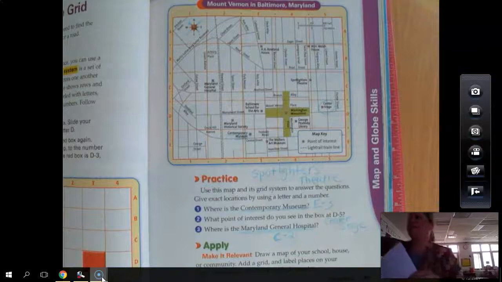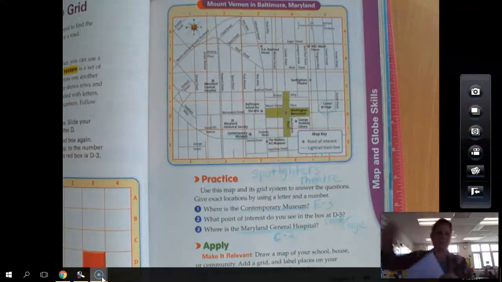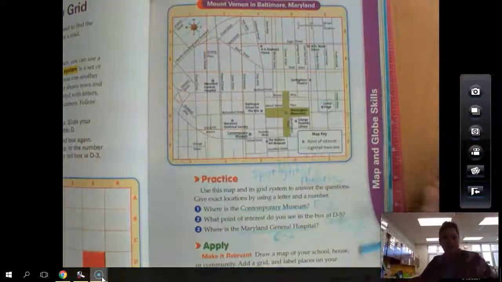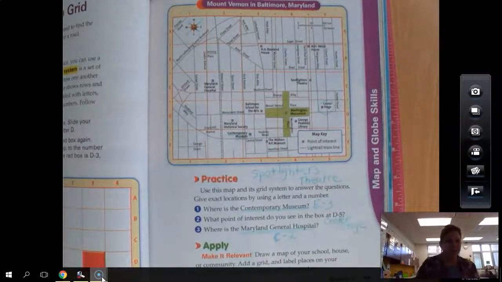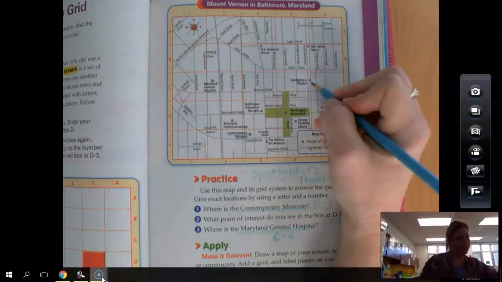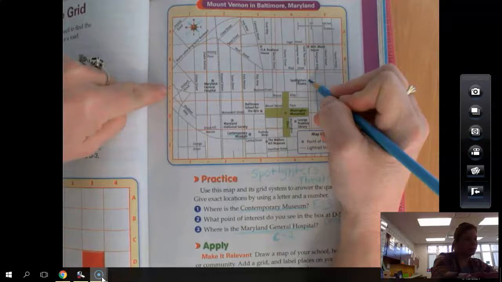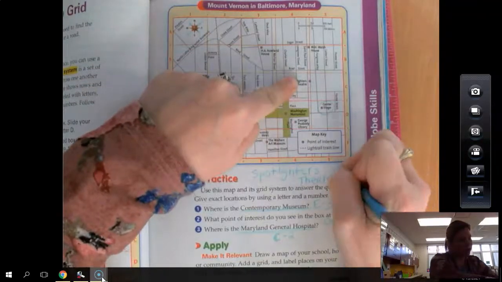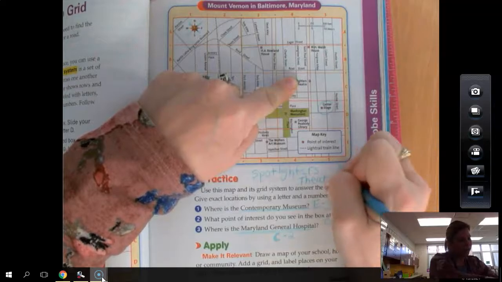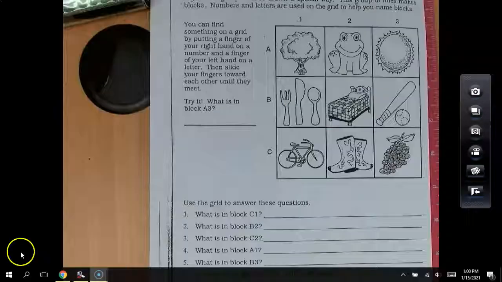Excuse me, I'm going to turn on my lights again. They went off on me. Okay, did anybody find where that's at? I want you to see what box it's located in. What do you think? Do you have an answer? Okay, well, I know it's right here. If you said C4, you are correct.